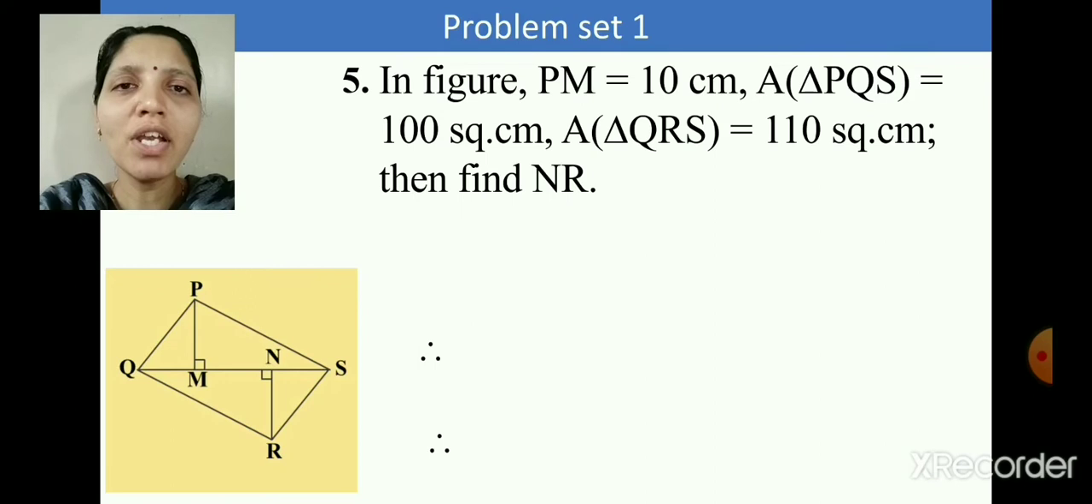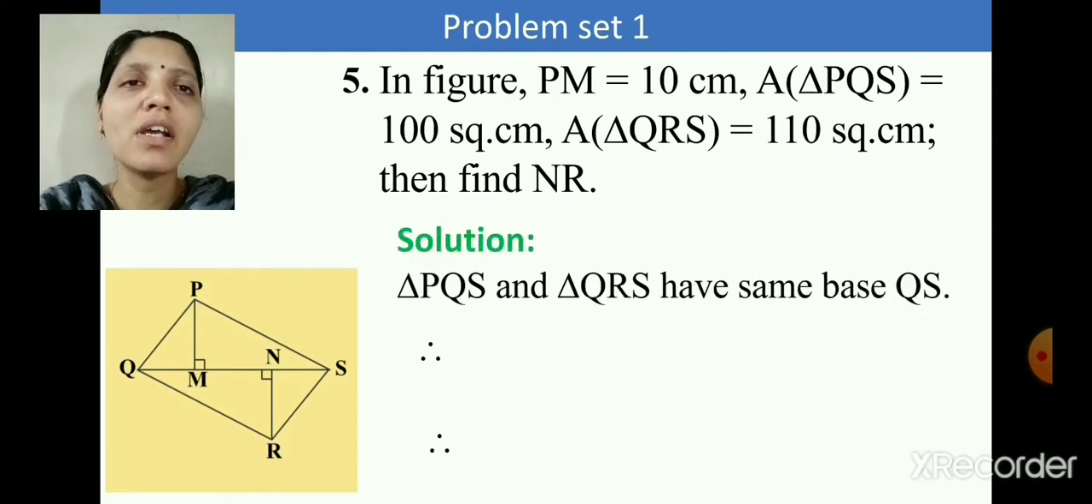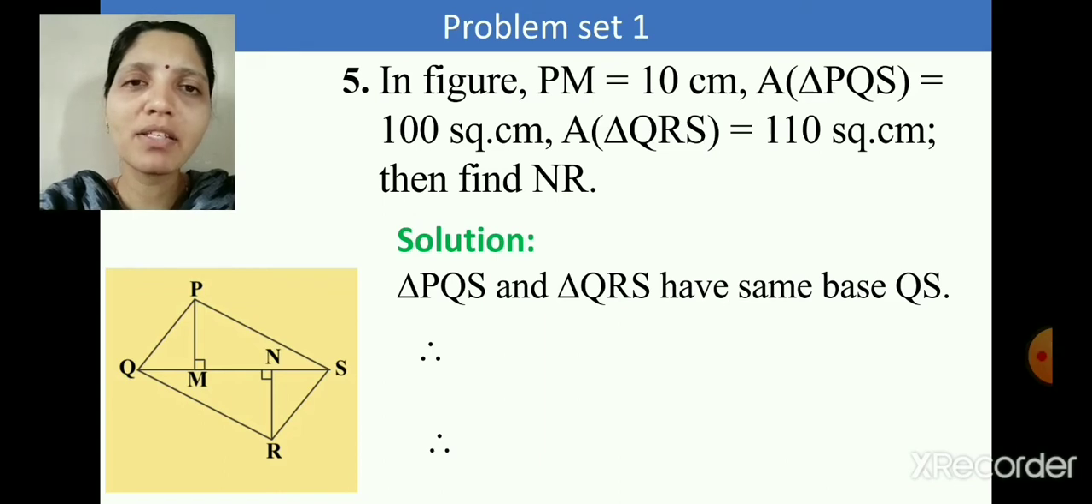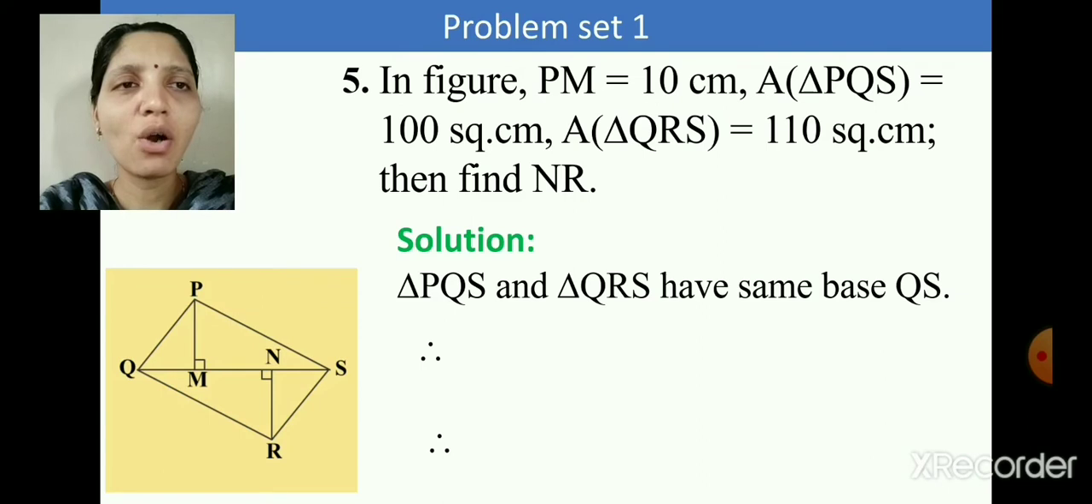And what is given? PM is given, area of two triangles are given, and you have to find the length of NR. So let's start with this solution. Triangle PQS and triangle QRS have the same base. Which is the base for these two triangles? Yes, QS. So that is the common base for these two triangles. So just now we have seen when the bases are the same, then the ratio of areas of two triangles will be proportional to their corresponding heights.